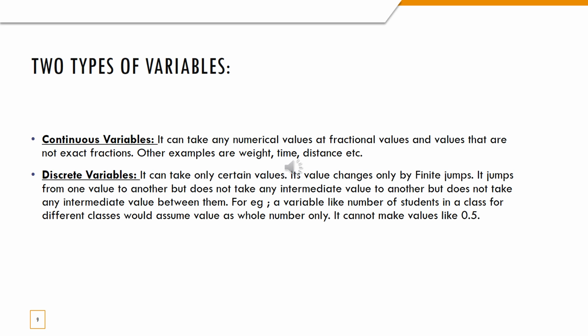But a discrete variable has a whole number which is not in decimal or fraction. Like if you are calculating the number of students in a class, you will never write 14.5 because there is never a half student sitting in the class. So these values never come in decimal, they are always whole numbers, right? So this is the difference between continuous and discrete variables.